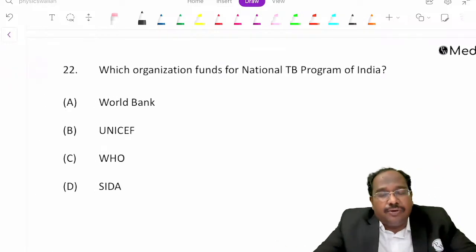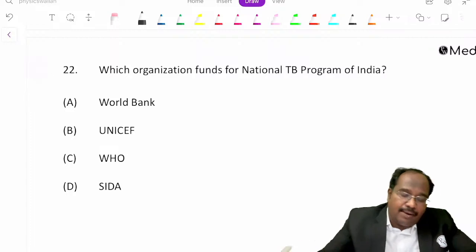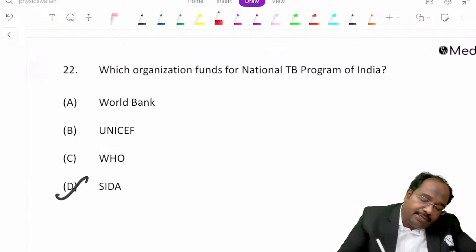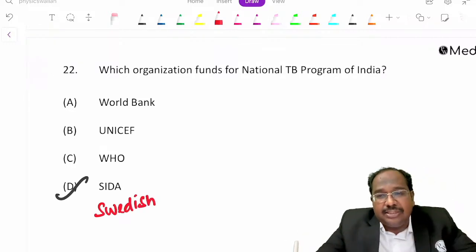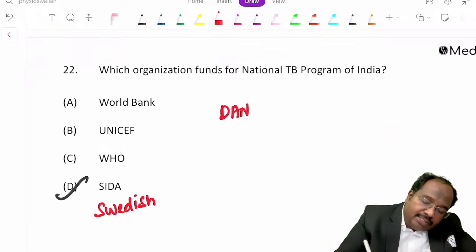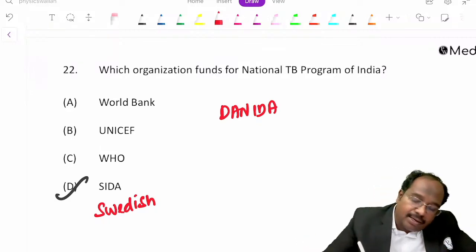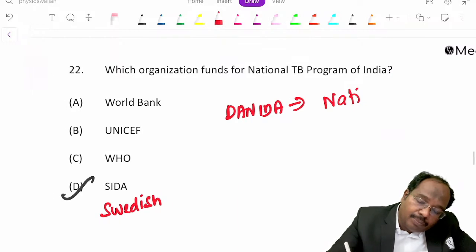This is also a recent question. Which organization funds the national TB program? This was done long back. For the TB program we have SIDA, the Swedish International Agency. Okay, they contributed. We have one more agency called DANIDA. This is the agency from Denmark. They contributed to the National Blindness Control Program.